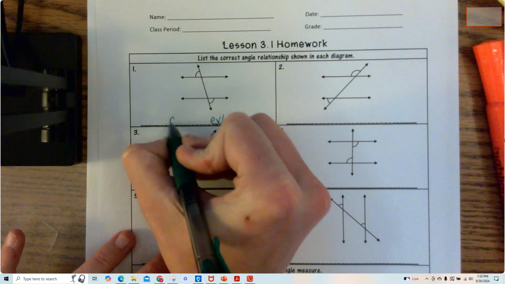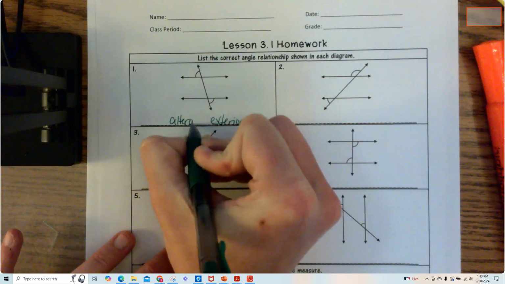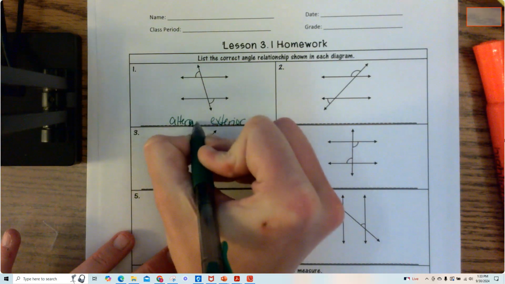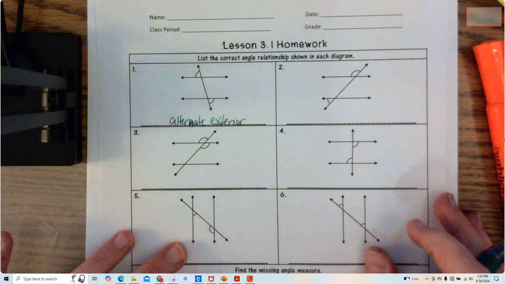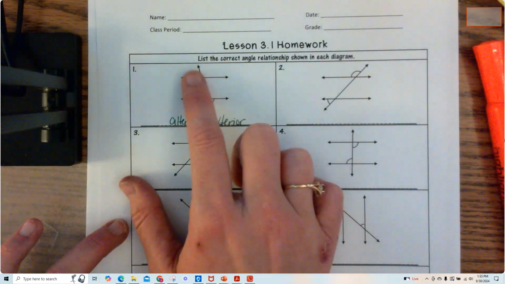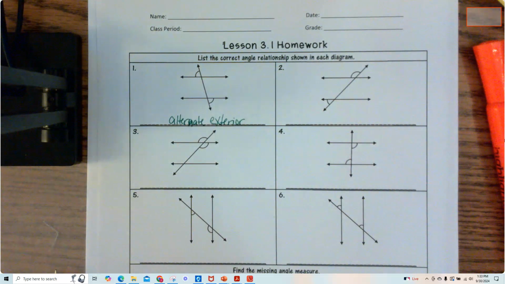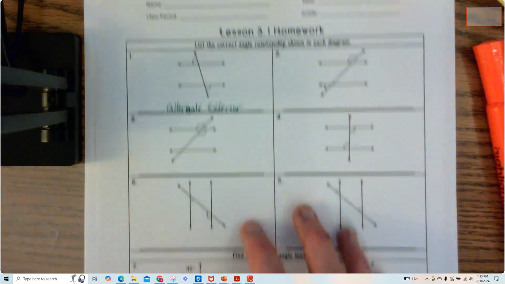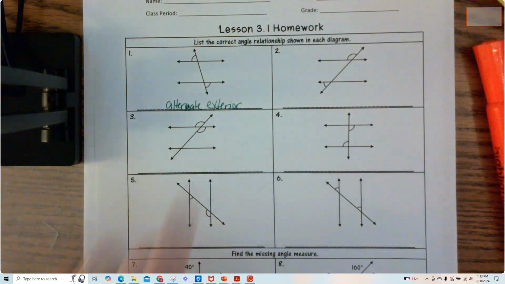So these two are alternate. Alternate, N-A-T-E, sorry. They're on different sides of that transversal. This one's left, this one's right. Okay? All right, number three, are they inside or outside?